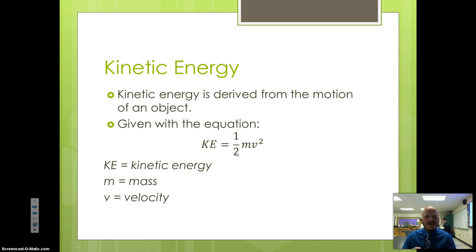If you look at the equation, you can kind of see why. Because when we look down here, the m is just single time, the v is squared. So if we square v, a little change here is going to carry out a bigger change overall. So let's go ahead and look at an example of this.